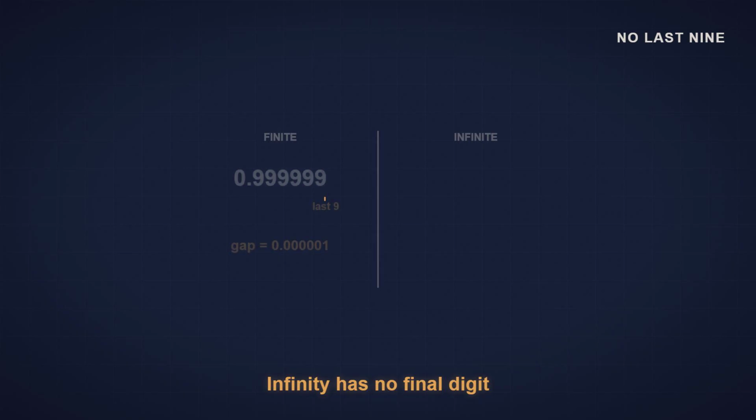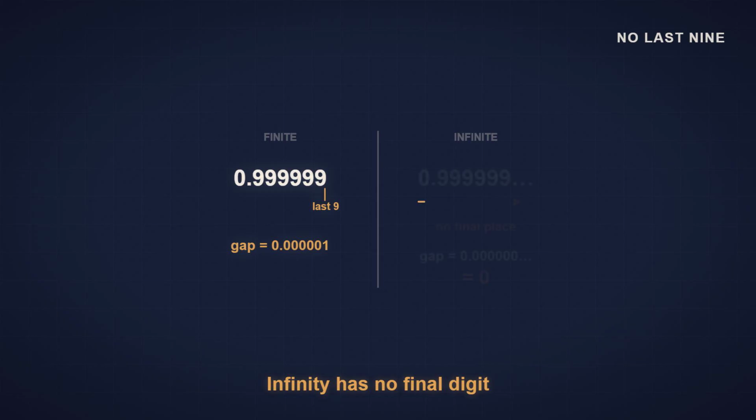Here is the difference in one picture. On the left, write a decimal with 1 million nines and then stop. Somewhere, unimaginably far to the right, that decimal has a final digit. Its difference from 1 is a 1 shifted 1 million places after the decimal point. On the right, write 0.9 repeating. There is no final digit, so there is no position where that lonely one can be placed.